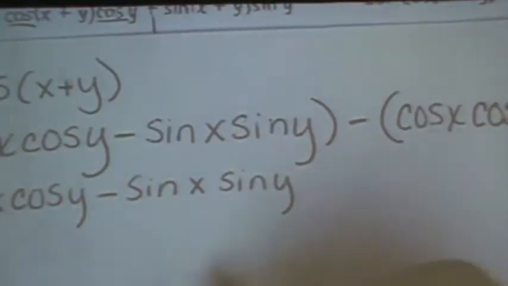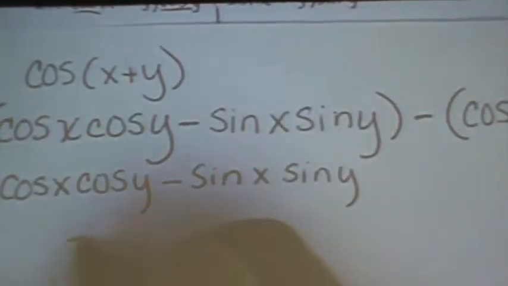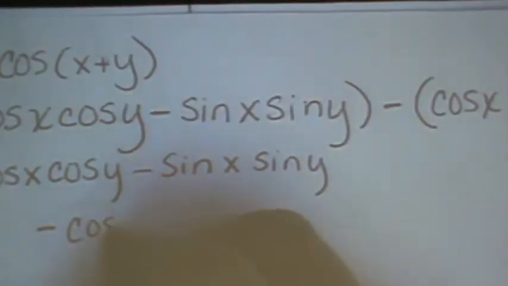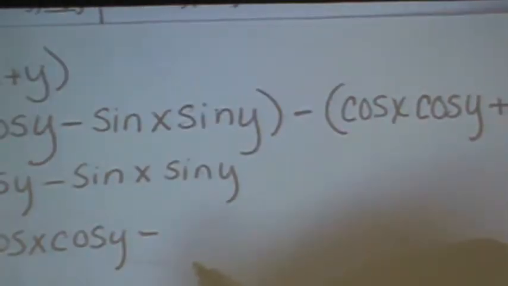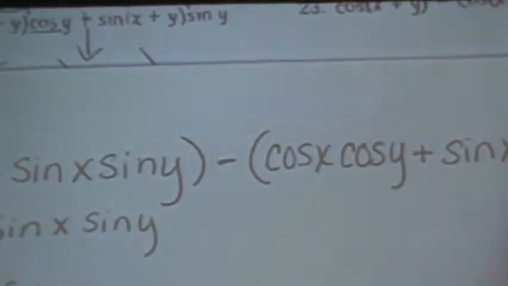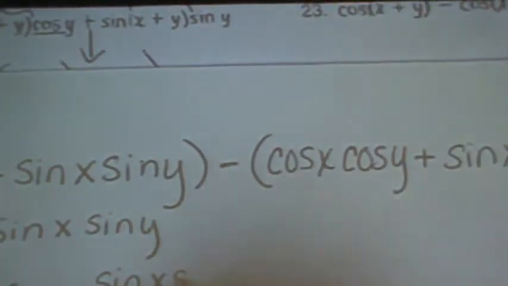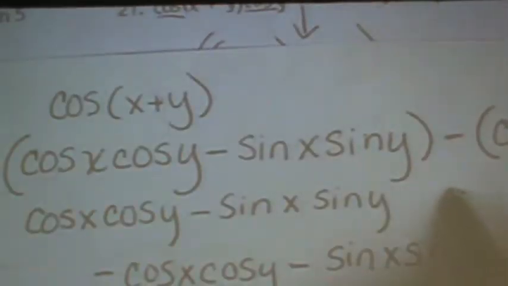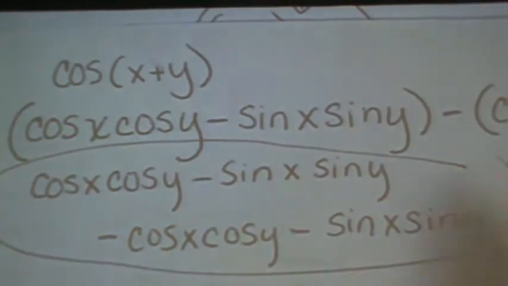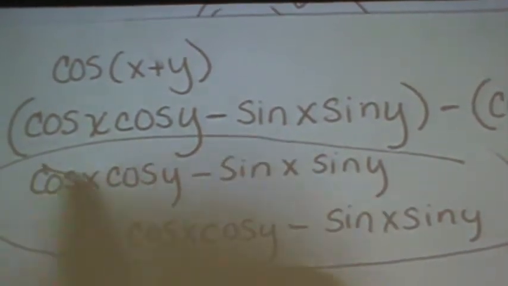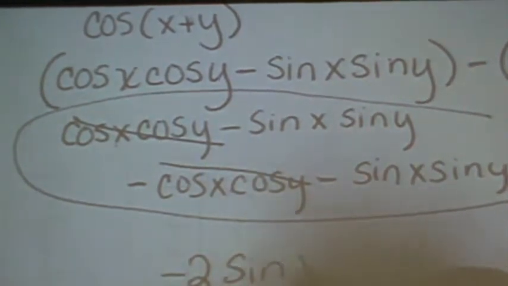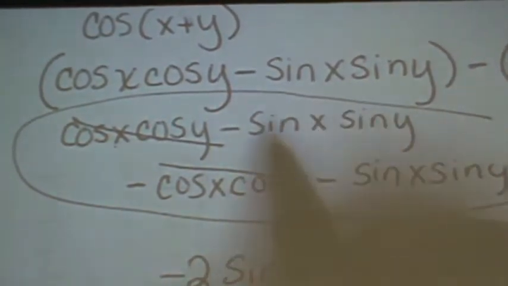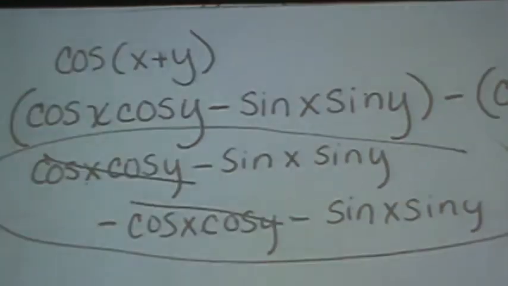And I'm just going to put this underneath. This is going to be minus the cosine x, cosine y, and then minus sine x, sine y. So this is what you have. It's just too big to fit on one line. What ends up happening, these two are the same, so these cross out. And so you end up with -2 sine x, sine y. -1 plus -1 is -2.